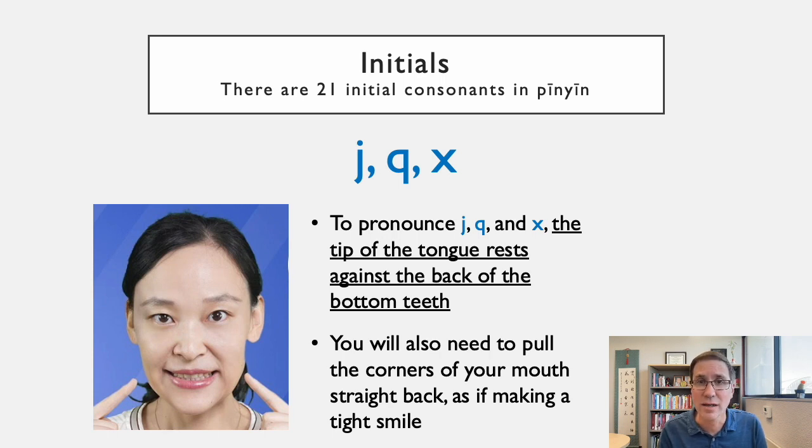Let's try the J. 跟我说鸡. Now let's try the Q. 跟我说七. And now let's try the X. And again, don't forget, your tongue needs to be resting against the back of your bottom teeth.